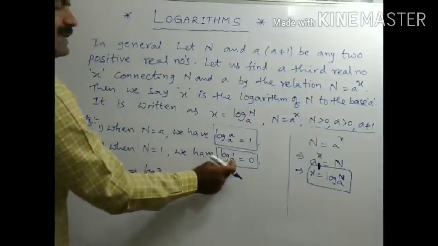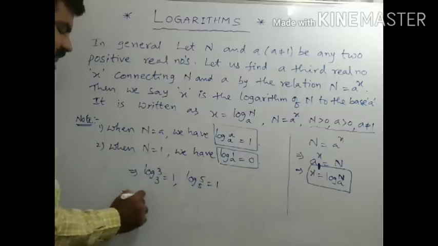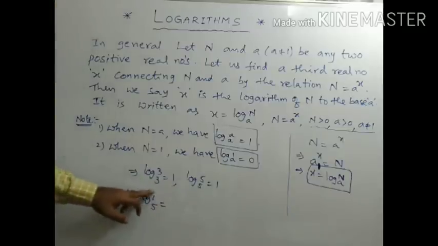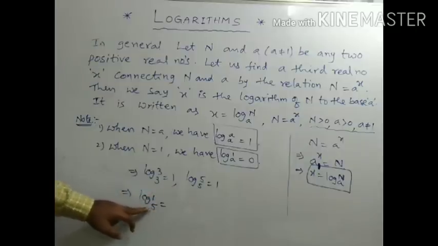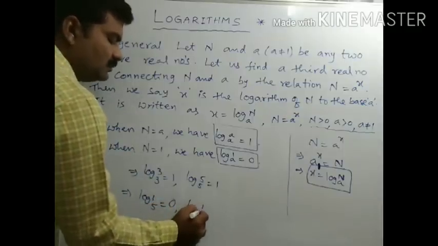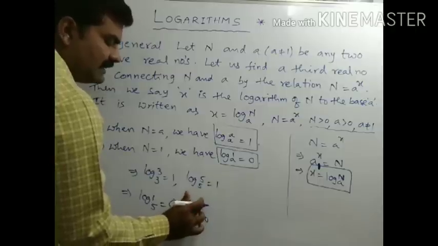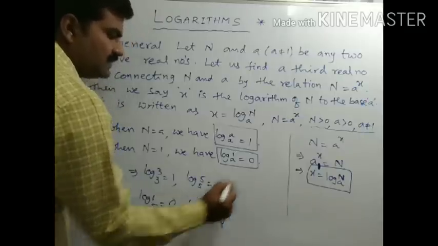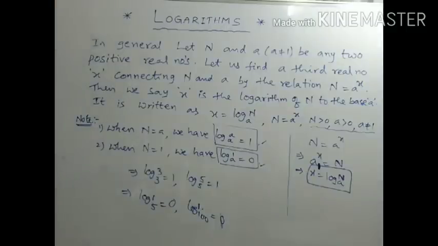Whereas log 1 to any base is 0. I mean, log 1 to the base 5. Of course n and a both are positive numbers. N can be 1, no problem, but a should not be equal to 1, and here it is not 1. Then according to this concept, log 1 to the base 5, I can write as 0. Similarly, log 1 to the base 100 is also 0. So please remember these two more standard results: log a to the base a is equal to 1, and log 1 to the base a is equal to 0.